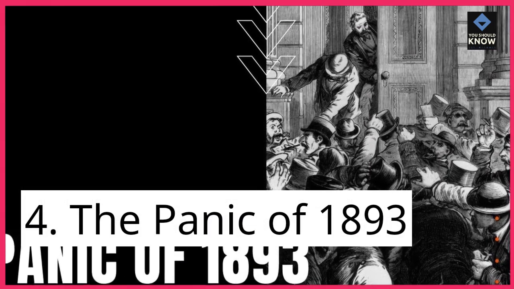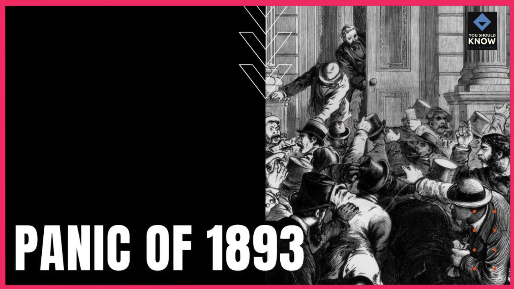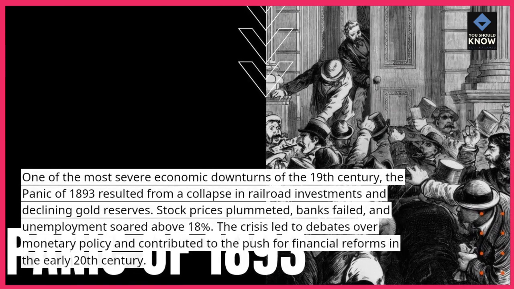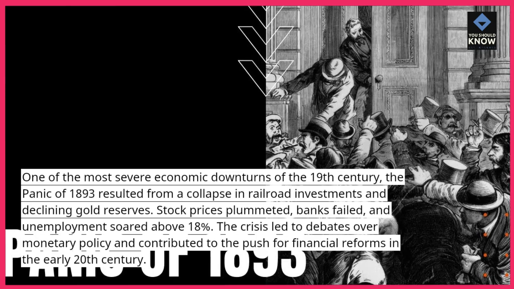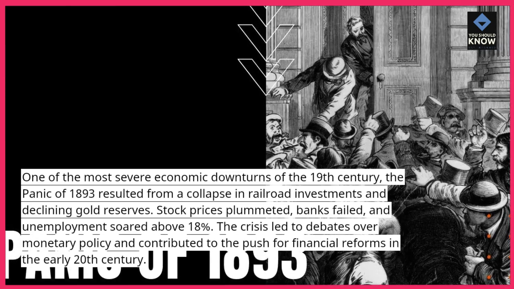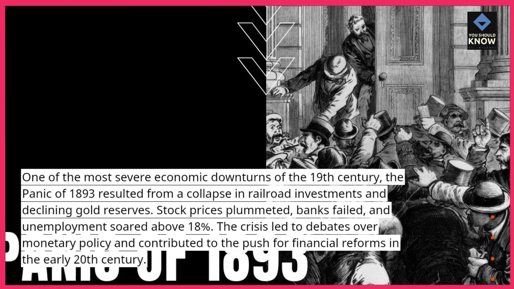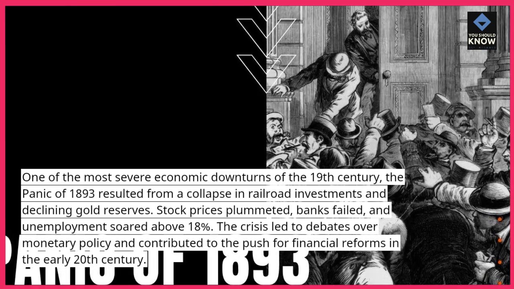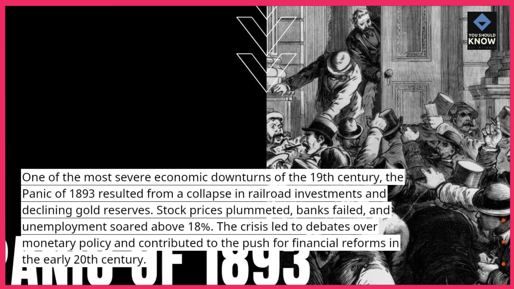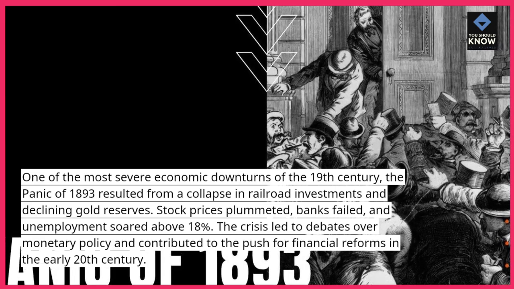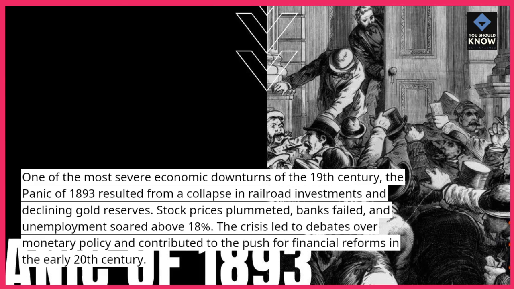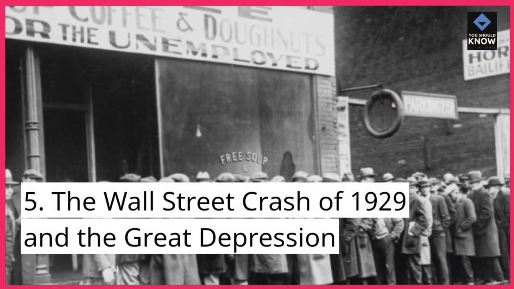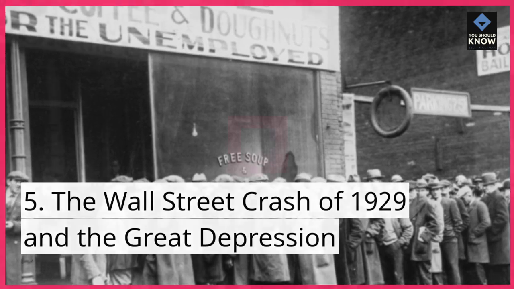4. The Panic of 1893. One of the most severe economic downturns of the 19th century, the Panic of 1893 resulted from a collapse in railroad investments and declining gold reserves. Stock prices plummeted, banks failed, and unemployment soared above 18%. The crisis led to debates over monetary policy and contributed to the push for financial reforms in the early 20th century.